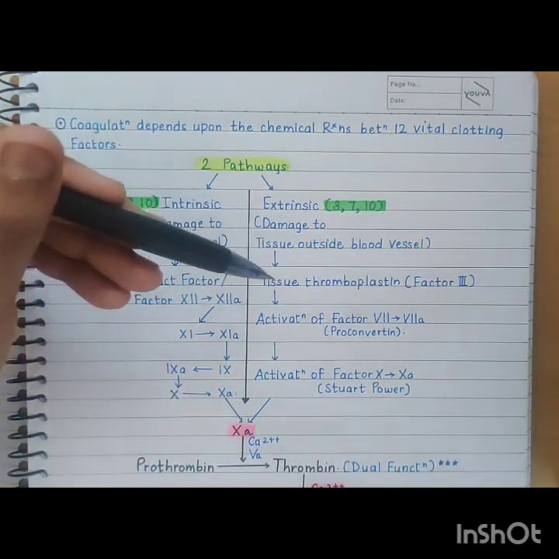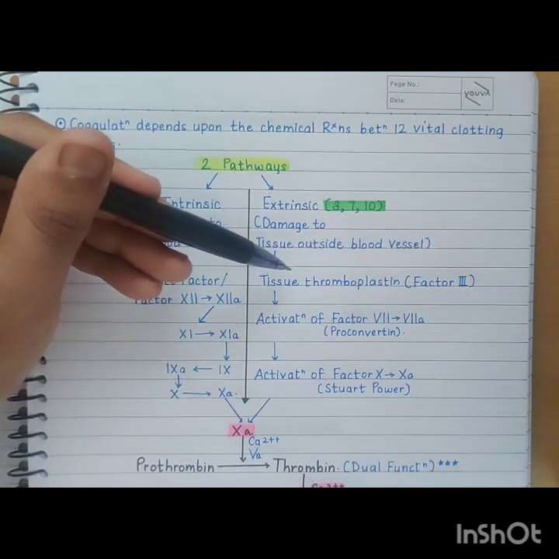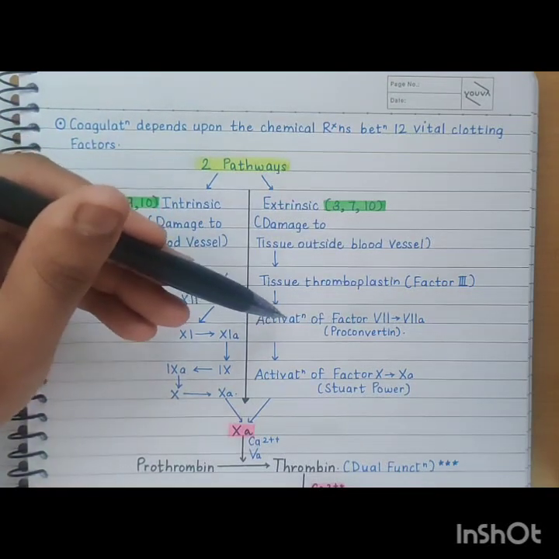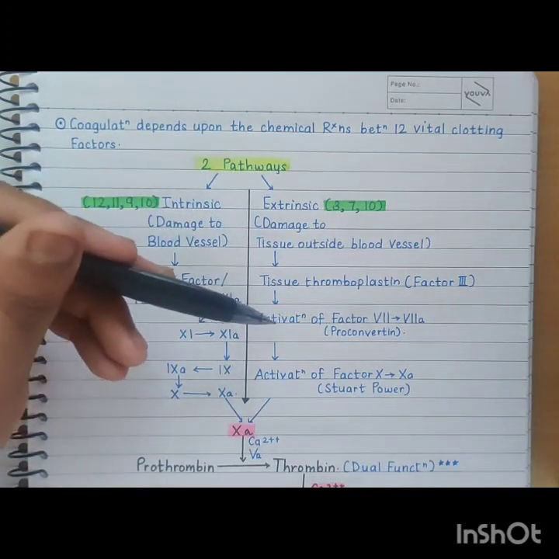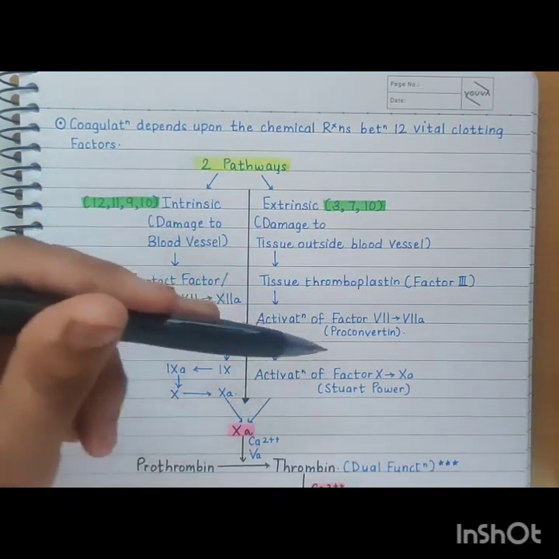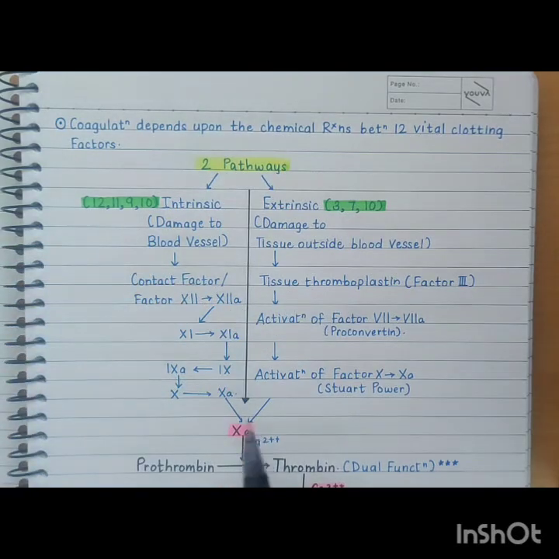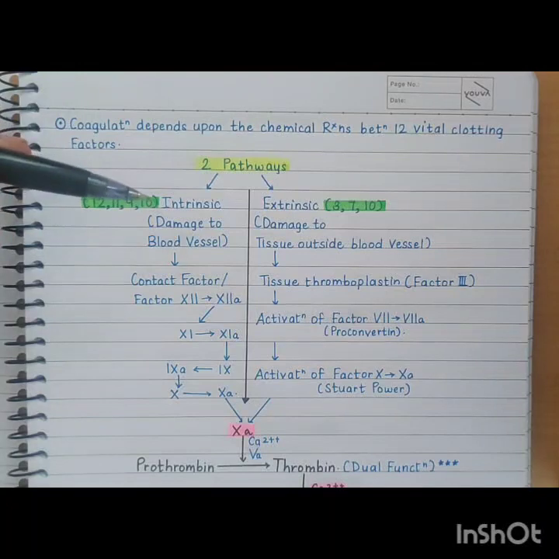So first we'll have the tissue thromboplastin, like factor 3 activation, then we'll have the activation of factor 7, which is the proconvertin factor, and then we'll have the activation of factor 10, which is the Stuart-Prower factor. Then prothrombin and thrombin. So before that, intrinsic pathway, the trick is very simple: 12, 11, 9, 10. 12, 11, 9, 10. So 10 is finally.